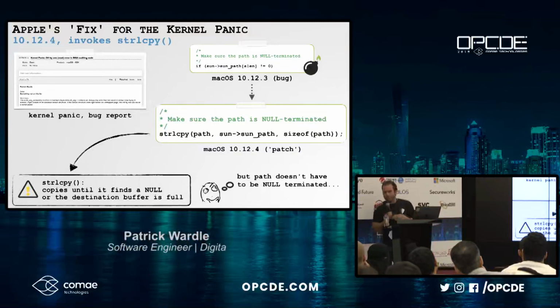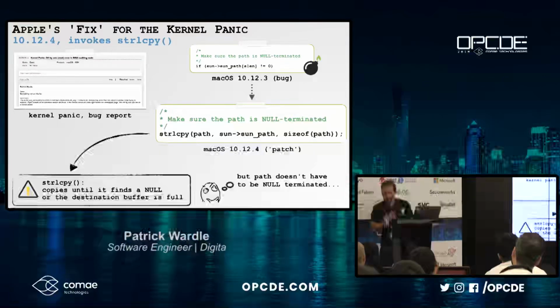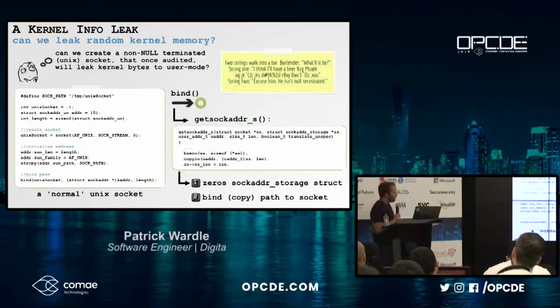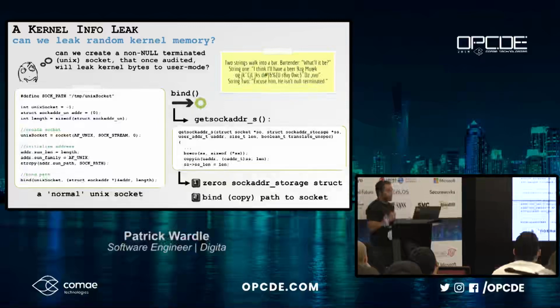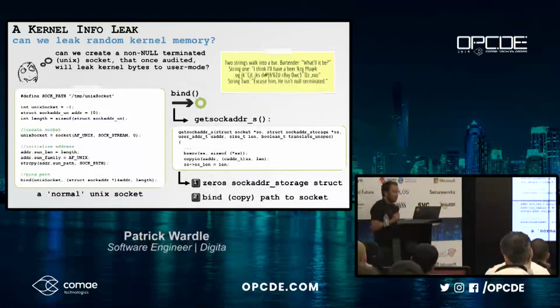And if you're familiar with strlcpy, it's basically a safe strcpy, which means it'll never overflow the buffer, but it will keep copying until it finds a null termination. But again, this path is not necessarily null terminated. So more specifically, strlcpy is, as I mentioned, going to copy until it fills up the buffer or until it hits a null or 0. So if our socket is smaller than the buffer and we create a socket that isn't null terminated, we can potentially leak random kernel memory data.